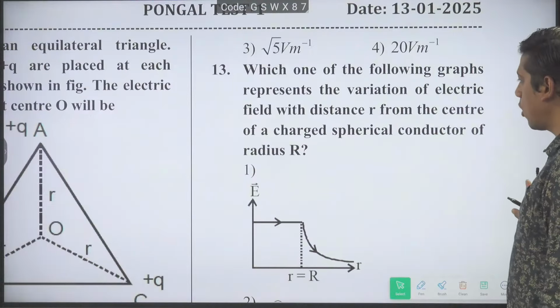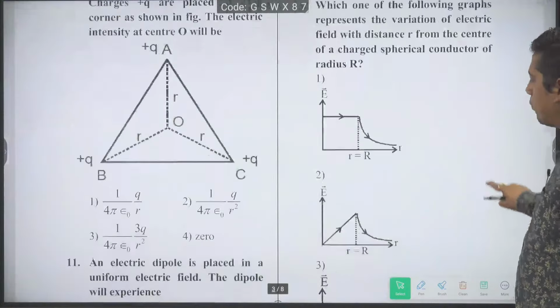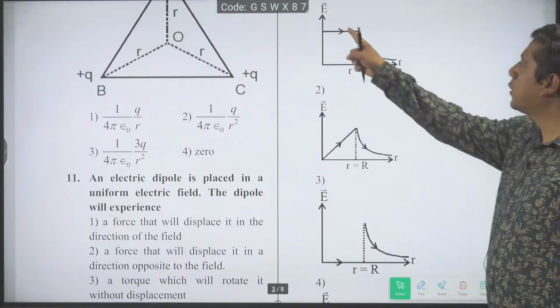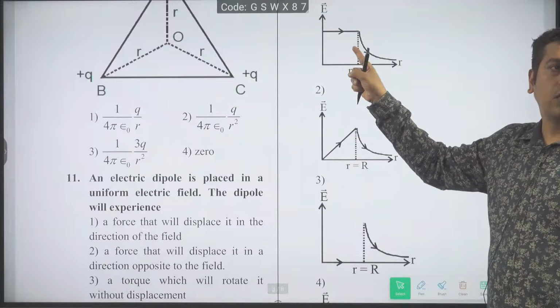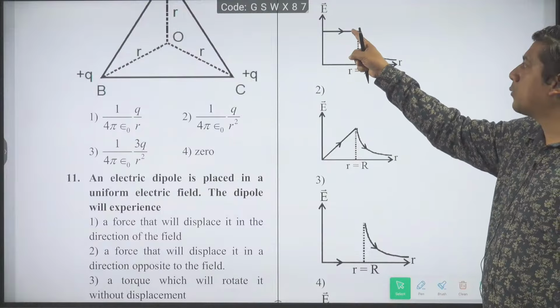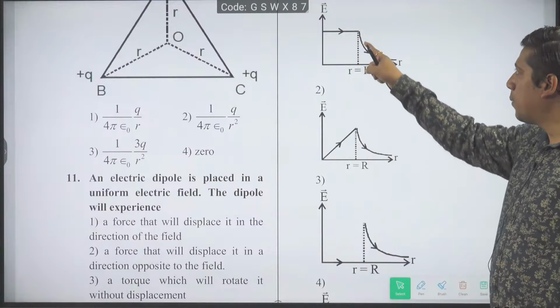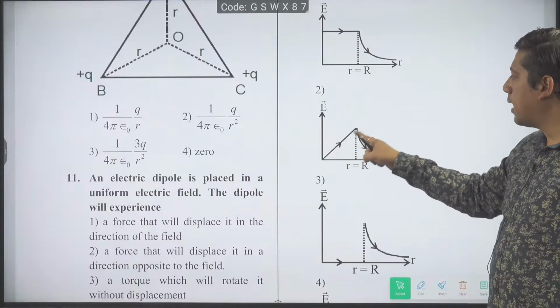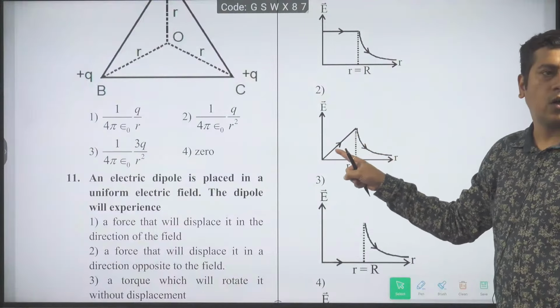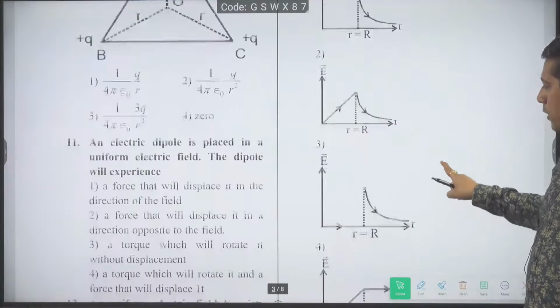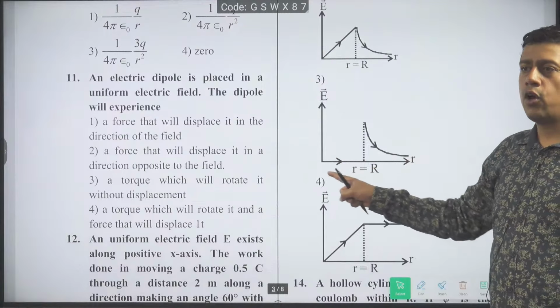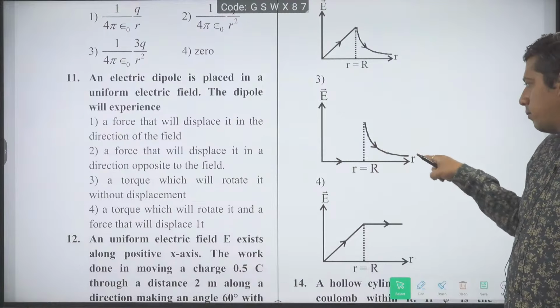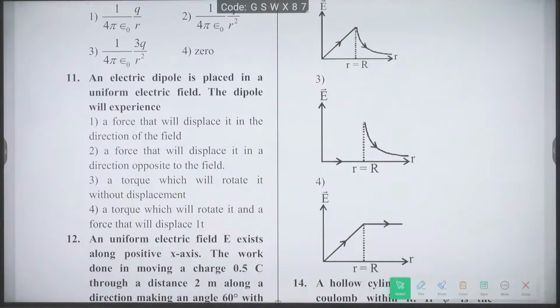So let's check all the options. The first one is not 0, it's constant. If they ask potential, this one will be correct, but for field, it is wrong. Again, a solid sphere, if it is there, it is a non-conducting solid sphere. Third one, you can check, it is 0, and then it is 1 by r square, a hyperbola. Option number 3 is correct.